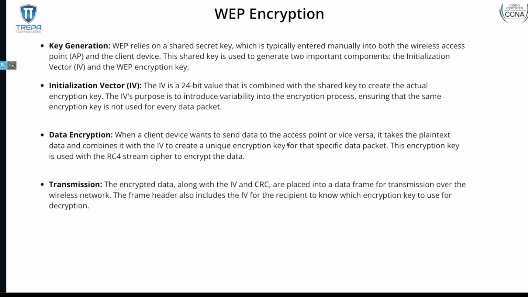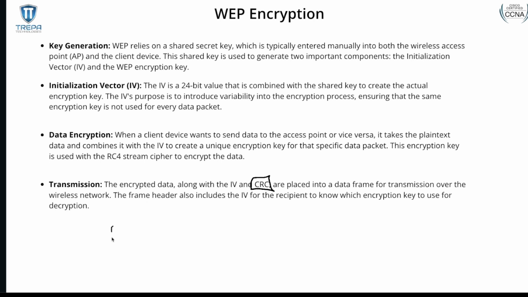Now, with the data encryption. When a client device wants to send data to the access point or vice versa, it takes the plain text data and combines the IV with the key to create a unique encryption key for that specific data packet. And then this encryption key is used with the RC4 stream cipher to encrypt that data. And then that encrypted data, along with the IV and also a CRC, a cyclic redundancy check, are placed into that data frame for transmission over the wireless network. The frame header also includes the IV for the recipient to know which encryption key to use for decryption.